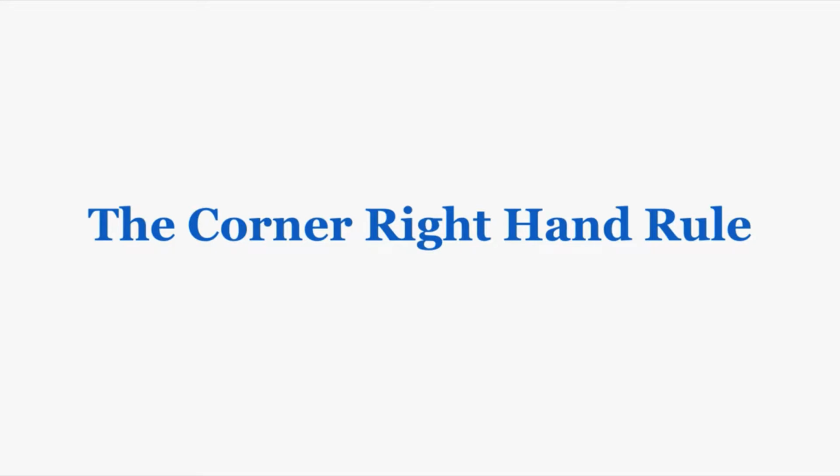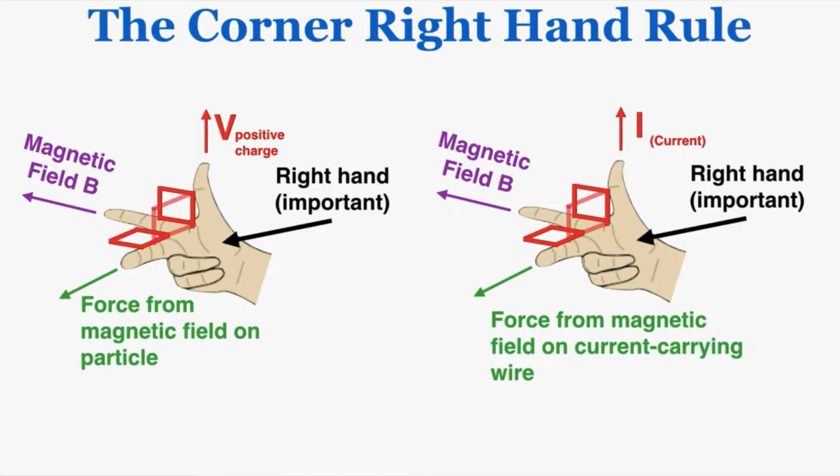This is a video about the corner right-hand rule, which is a rule that's used to find the direction of force that a magnetic field is putting on a moving particle or a current carrying wire. So these are the two corner right-hand rules.